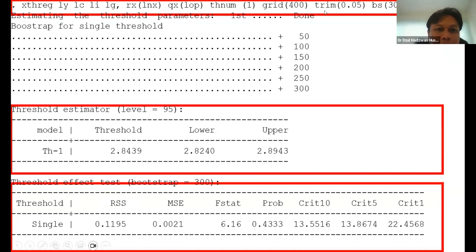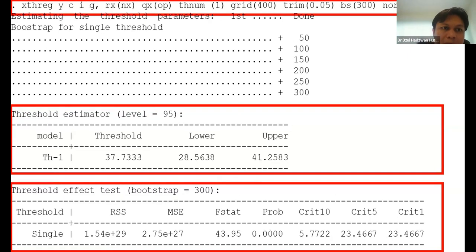The last one, we use net export as our regime dependent here to check the nonlinearity test. In this round, we use the natural log data set, and again, it's consistent with my assumption before. If we use the natural log as the data set, we couldn't find the threshold effect. But if you use absolute, this is the finding.